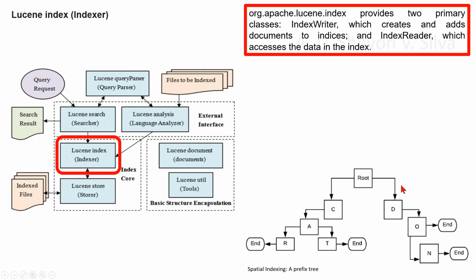Prefix trees form the foundation of spatial index data structures in Lucene. Prefix trees act as a tree data structure where shapes are decomposed into strings, each string representing a rectangular spatial region. This figure shows a prefix tree of the words car, cat, do, and don.